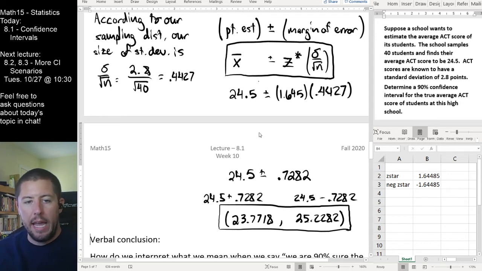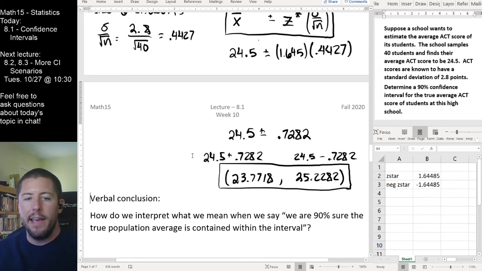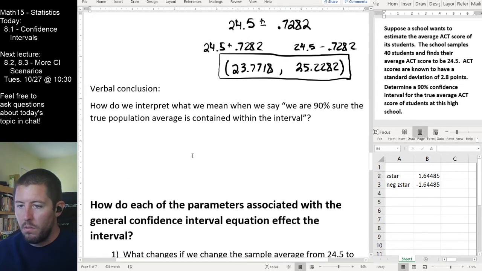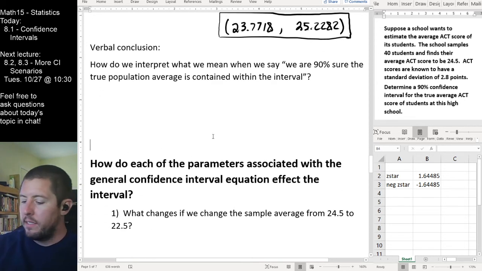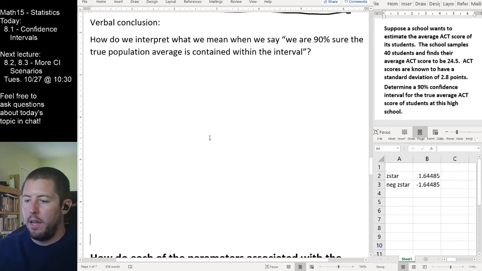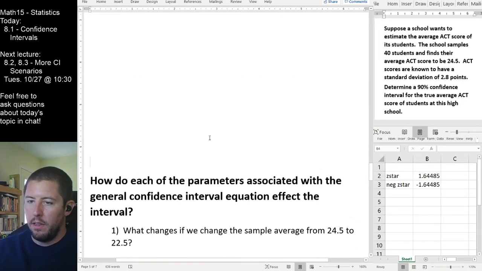This is taking into account the known potential for variability in our sample here and saying, listen, that sample might have varied a little bit. Your sample is still a good estimate, but it might have varied a little bit. So here's the interval around our estimate that we think is a little bit more appropriate. So let's state a verbal conclusion here, and then let's draw a diagram here.